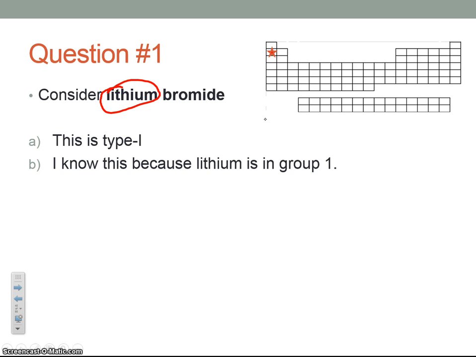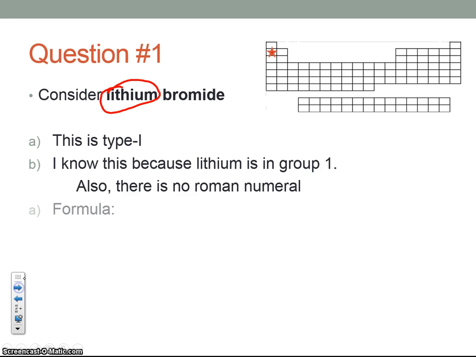Now, some of you may have also come up with another way that you could have figured this out. The other way that you could figure this out is that there's no Roman numeral. If I gave you the name and it was type 2, it would have to have a Roman numeral. So there'd be two answers I would accept for how you know it's type 1. Okay?